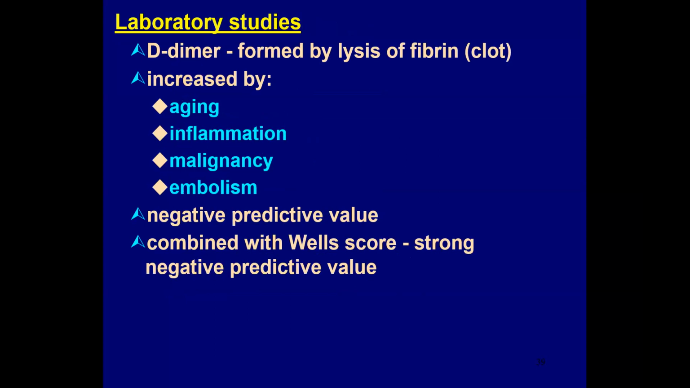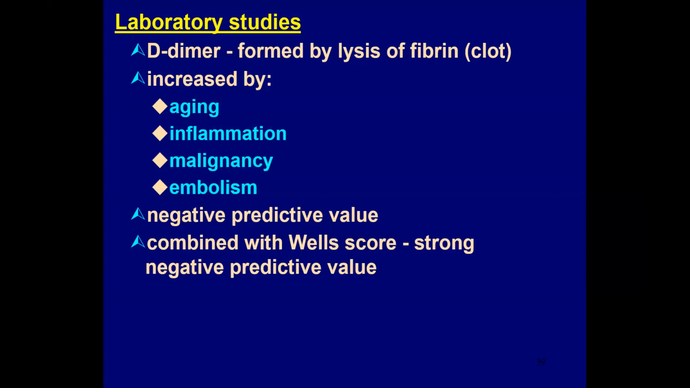Actually, we'll get to it right now. The D dimer is a substance that is formed by lysis of fibrin. Lysis, by breaking down of a clot. If the D dimer is high, that means lots of clots are broken down. The D dimer is normally increased by aging, inflammation, malignancy, and also by an embolus.